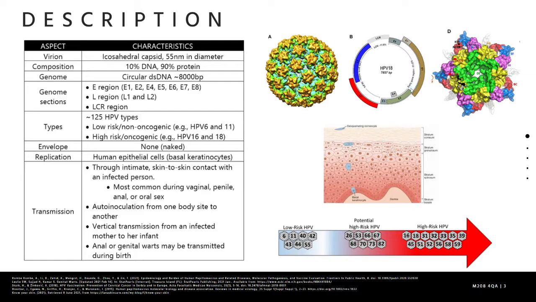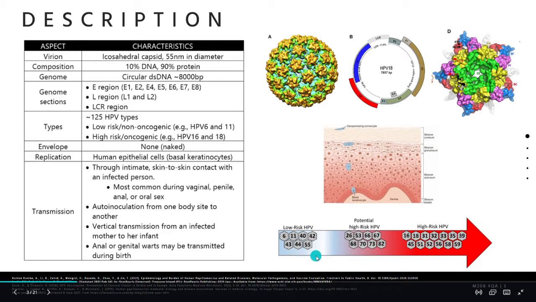And then the late region, which is highly expressed during the latter stages of infection, encodes 2 structural proteins, L1 and L2. And these form the viral capsid. And in this picture, you'll see the top core structure of one L1 monomer. So this is one L1 protein. And this will be relevant when we discuss HPV vaccines later. The LCR, or the long control region, on the other hand, controls viral replication and transcription and post-transcriptional control.